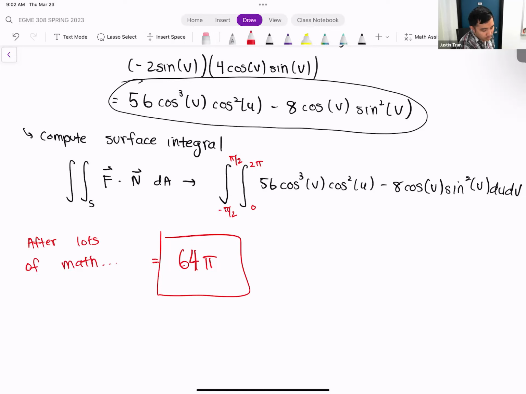Okay. Any questions on this? Yeah. So when we were finding the normal vector, we did the partial of r with respect to u cross with the partial r with respect to v. If we switch that, would it give us a different answer?